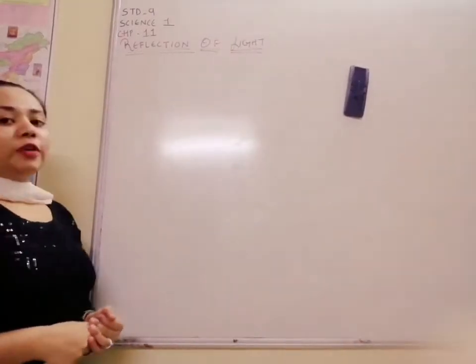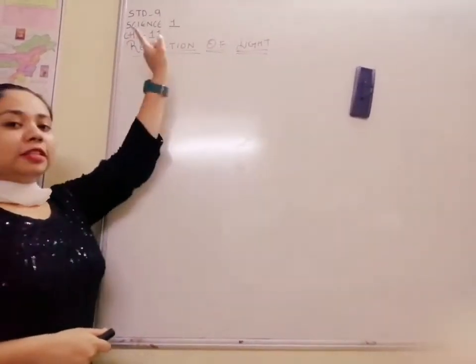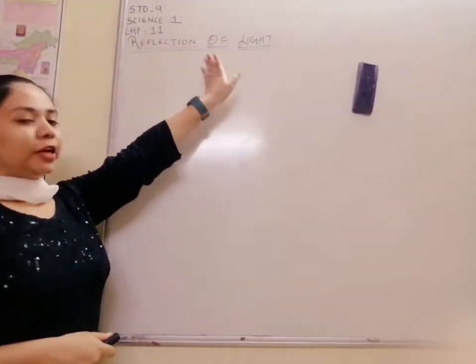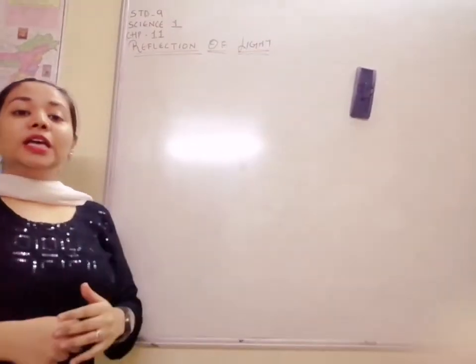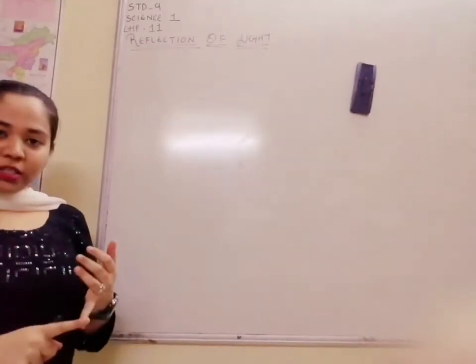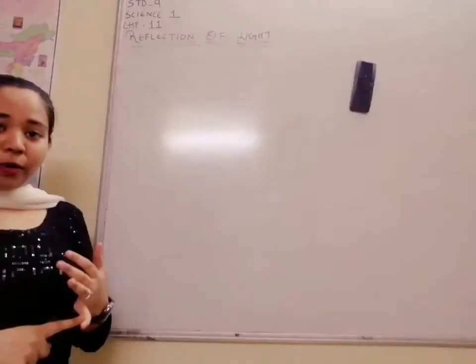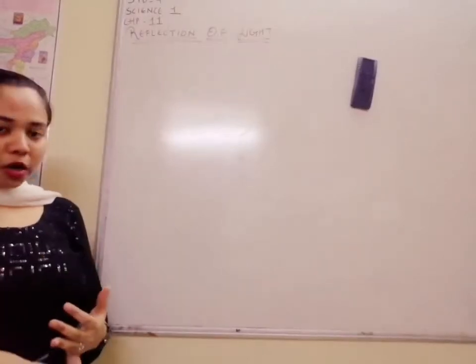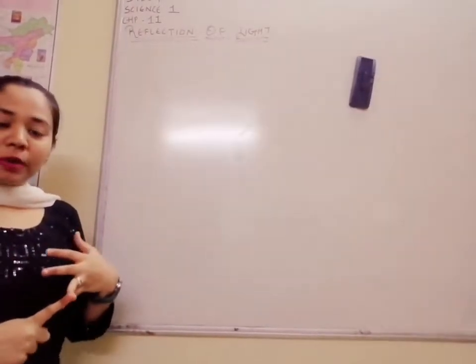Hello, so we are going to start with Standard 9, Science 1 chapter, that is Reflection of Light. In the previous lecture we have studied what is reflection, and the best example of reflection is a plane mirror, and what are the criteria of plane mirror.